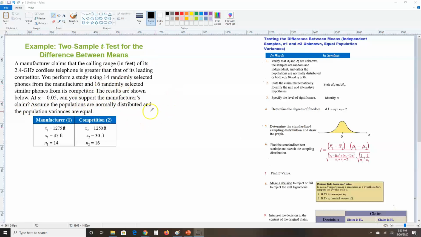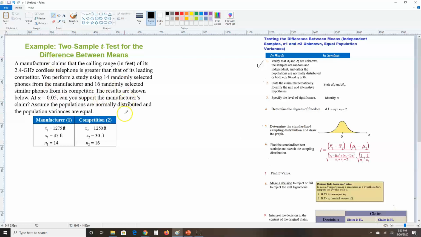So when you're working with these type of problems, independent samples, we do not know the standard deviation of each population, and we know that the variance of each population are equal, you're following these steps here. Step number one is to just verify what I just said. So you're going to check all of these things. Do I know sigma 1 and sigma 2? Do I know the standard deviation of the populations?